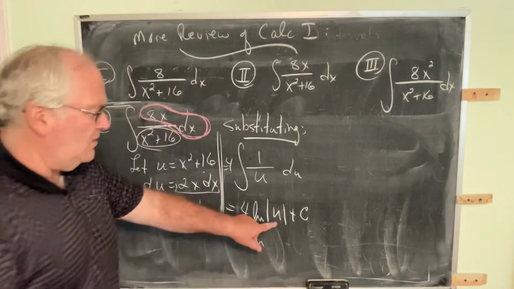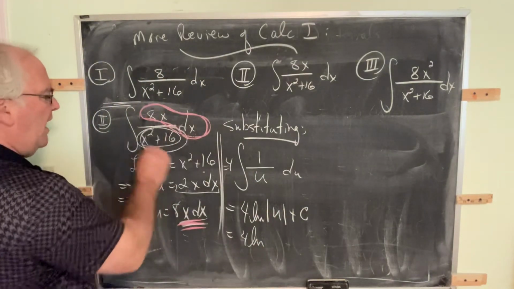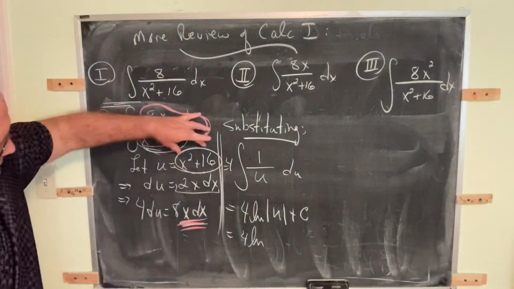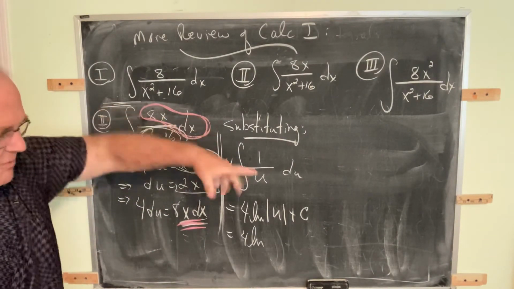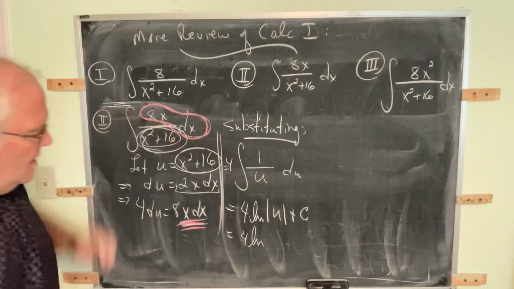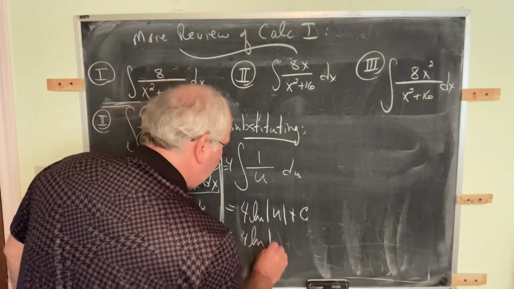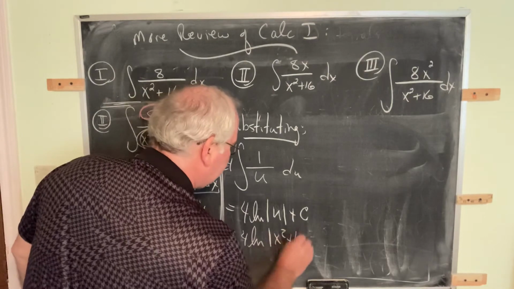Now, what was u to begin with? U was x squared plus 16. And again, notice this can never be negative. This can never be negative. Remember the argument from the previous video. And so we could write this as absolute x squared plus 16.